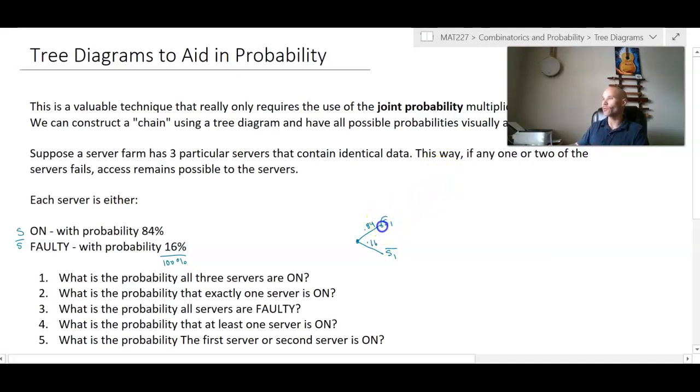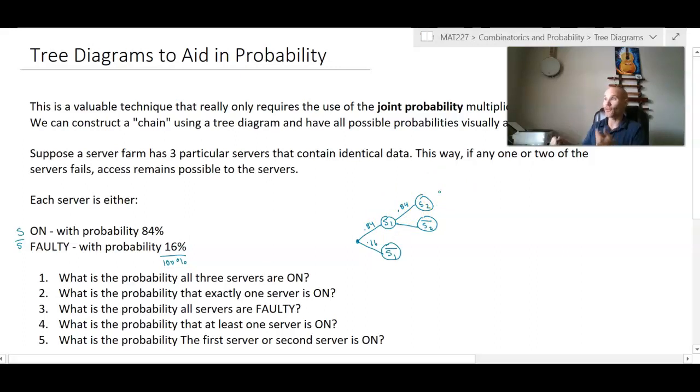From here, from each of these individual outcomes, server 2 could either be on or faulty. Okay, so those are the 2 possible outcomes for server 2. Now, it's not important to start with server 1. The goal here is really just to see that this tree all the way up to the top, that is the outcome where server 1 and server 2 are both on. And that indicates that if I wanted to know the probability of server 1 and server 2 being both on, I could take 0.84 times 0.84, multiply the probabilities, and list the probability off to the right.